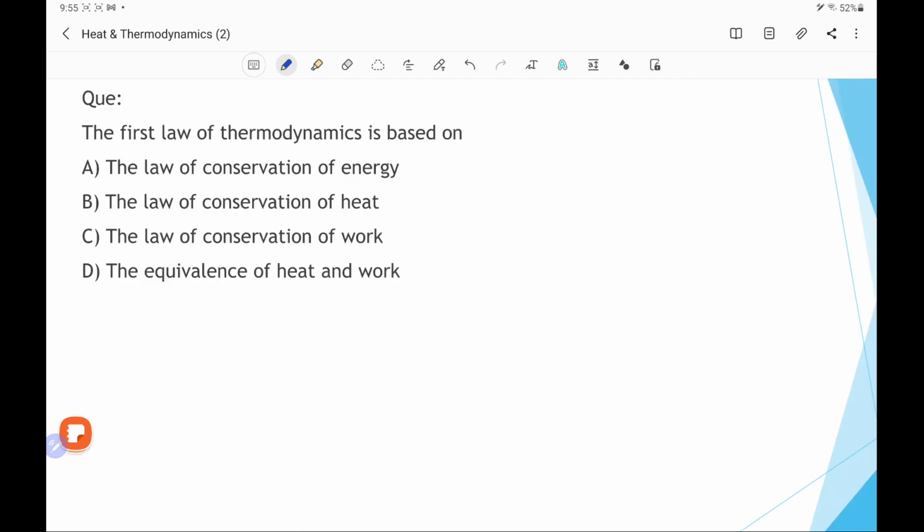Let's take one of the questions. The first law of thermodynamics is based on, options are: the law of conservation of energy, law of conservation of heat, the law of conservation of work, the equivalence of heat and work. And as we have earlier stated that the first law of thermodynamics is based on the law of conservation of energy, so option A is the correct option.